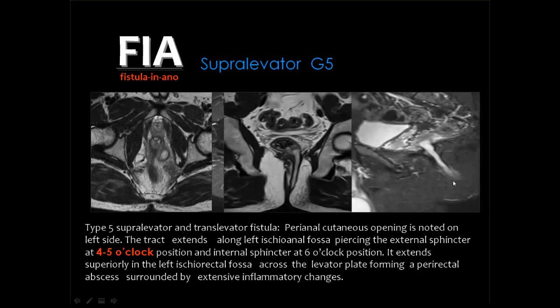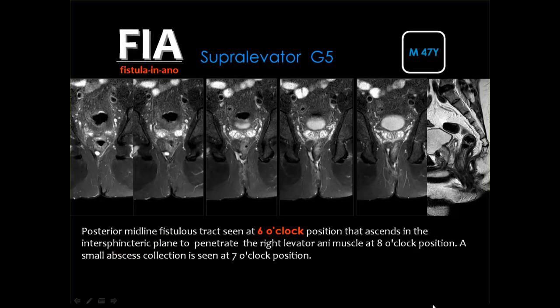And here you see the fistulous tract along its whole course, and you can measure the length of the fistula tract in the coronal images or even sometimes in the sagittal images. Then this is a supralevator fistula, and you know that supralevator fistula is grade 5. The internal opening is at the 6 o'clock, and it has two branches, a right one and a left one.